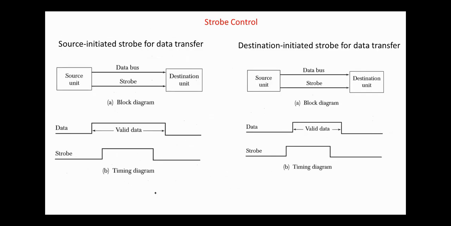In this slide, I brought both the timing diagrams for the source initiated and destination initiated strobes. Do you see in the source initiated, the data is placed in the bus, and after that, the strobe is activated. But in the destination initiated strobe, the strobe is activated from the destination first. After that, the source unit places the data in the bus.